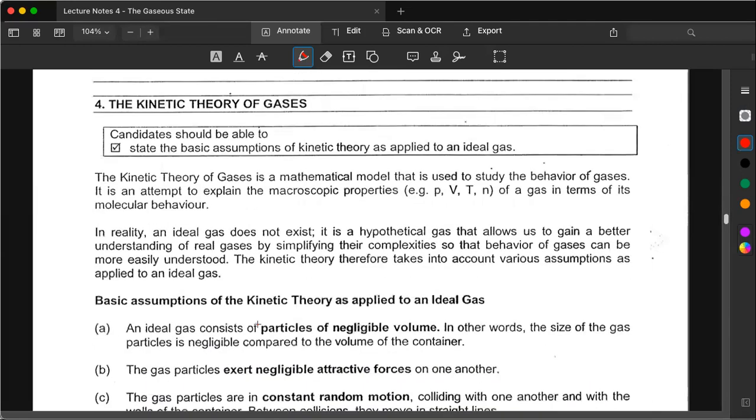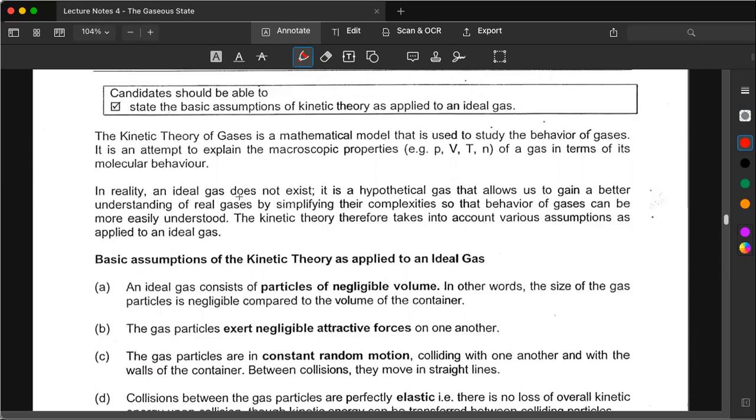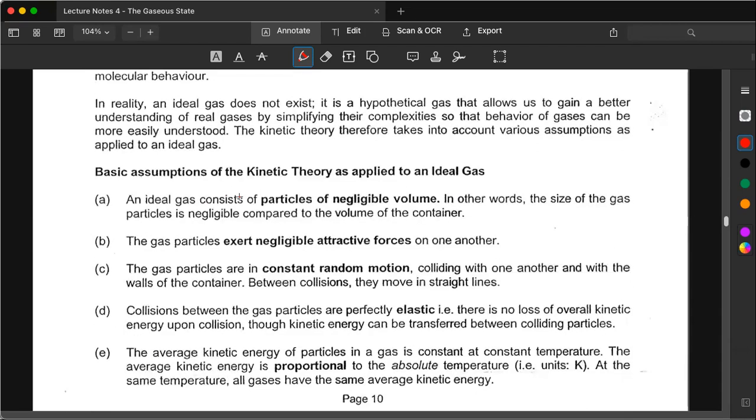Now, next, the kinetic theory of gases is a mathematical model that studies the behavior of gas. It explains the macroscopic properties like pressure, volume, temperature, and number of moles in terms of its molecular behavior. In reality, we need to understand that ideal gas doesn't exist. It is just a hypothetical gas that allows us to understand how real gas behaves. We need to understand the assumptions that apply to ideal gas. When these assumptions are met, then the gas will behave like the ideal gas.